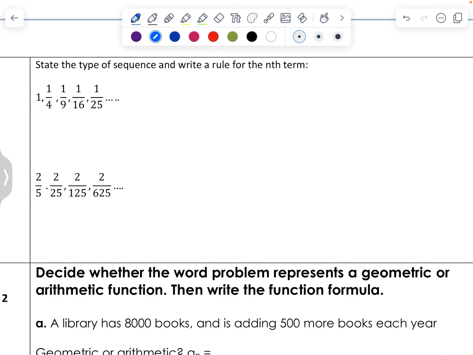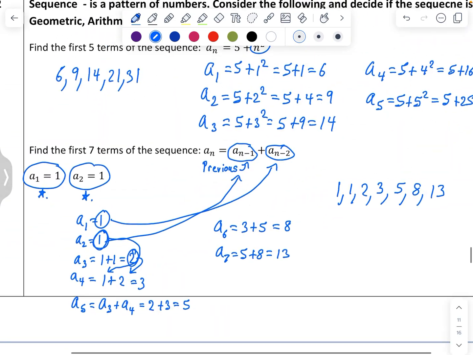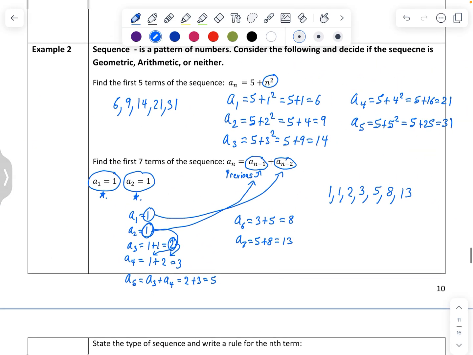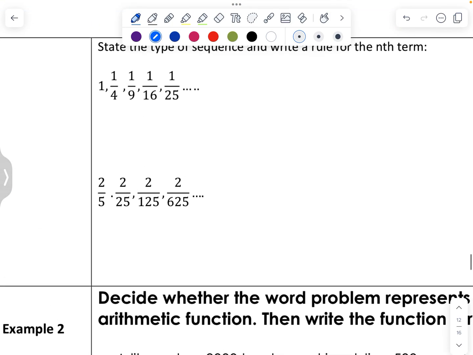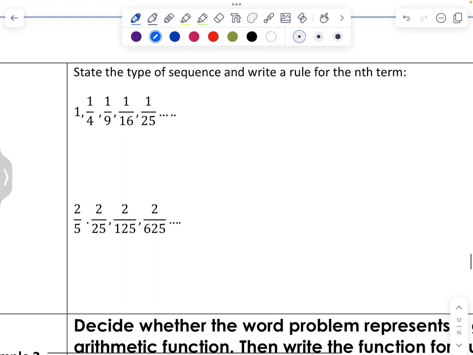All right, the next thing we're going to look at is state the type of sequence and write the rule for the nth term. Oh, also I should have listed this up here. We kind of talked about it, but both of these sequences here would be considered neither because they are not consistent multiplication or addition factors that they change by. Okay, here's the next one. It says state the type of sequence and write a rule for the nth term.